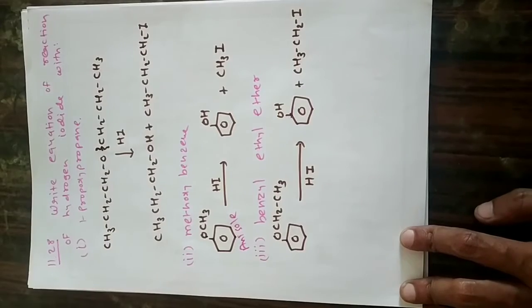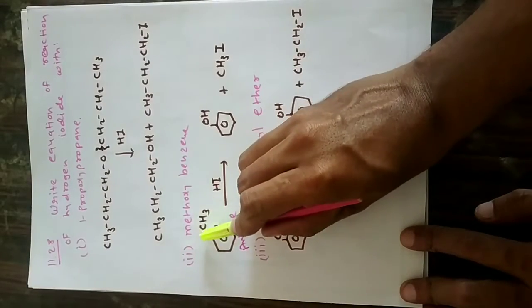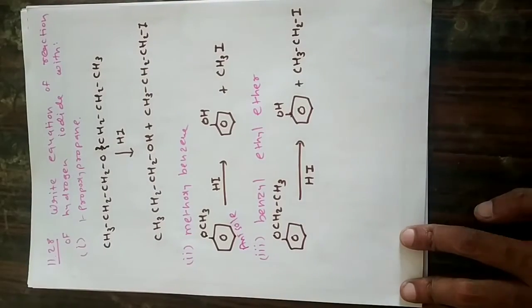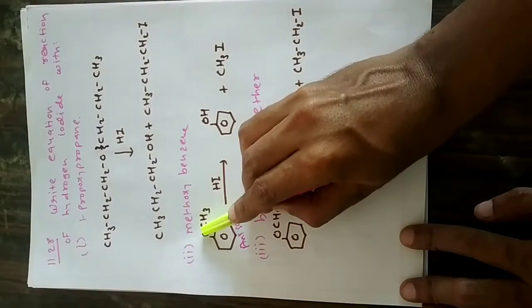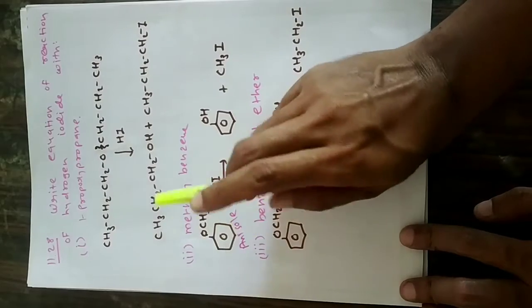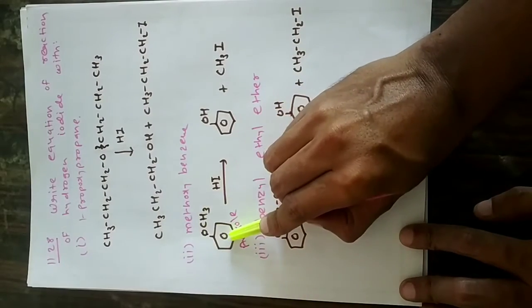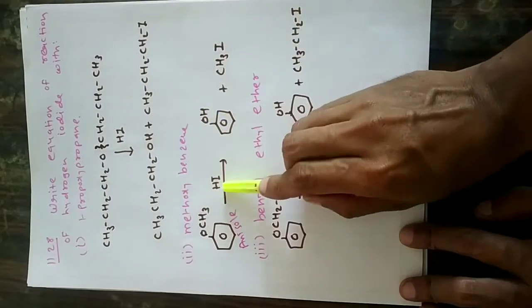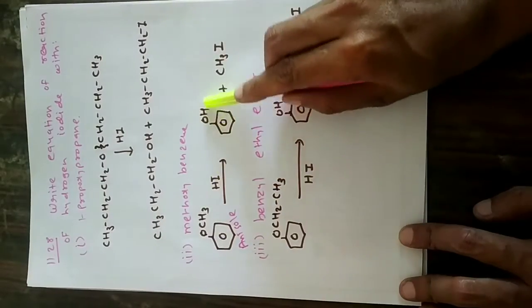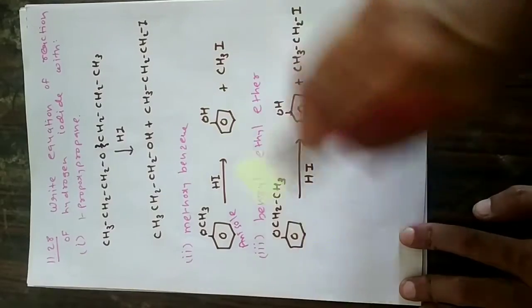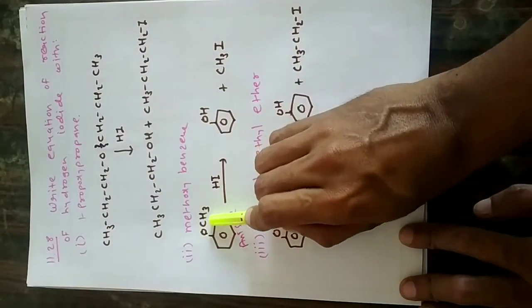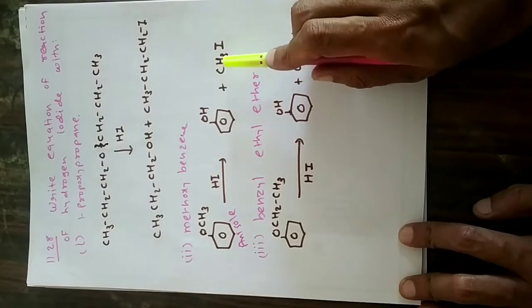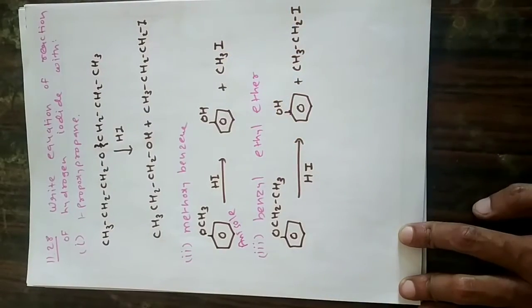I have already told you that whenever we are breaking an ether, you have to remember that oxygen goes with the benzene ring. You can see oxygen is attached to the benzene ring. Hydrogen from HI goes with oxygen, so this one is our phenol. And the remaining part, CH3, combines with iodine, giving us methyl iodide.